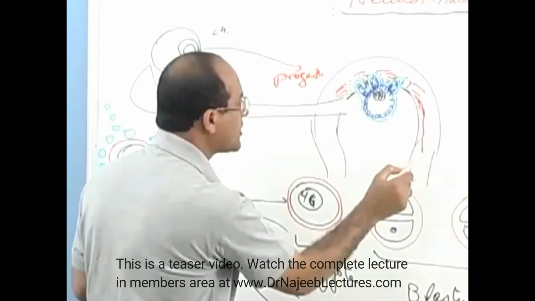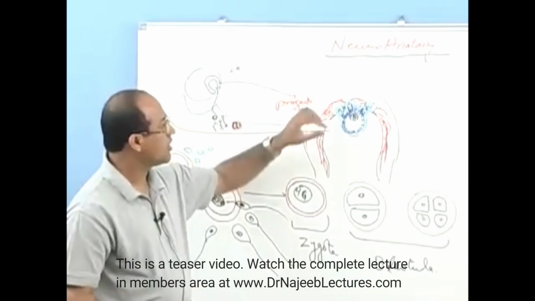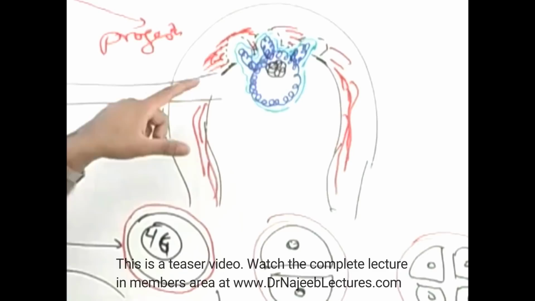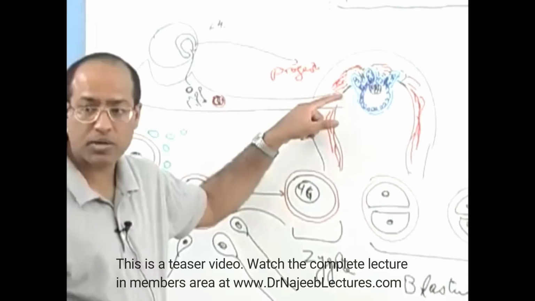endometrium, which is very visible, a good preparation of endometrium for the arrival of the blastocyst. Because by the action of the progesterone, the endometrium has become highly secretory, its glands have grown well, their vascularity has grown well, it has become soft and it has become highly vascular.